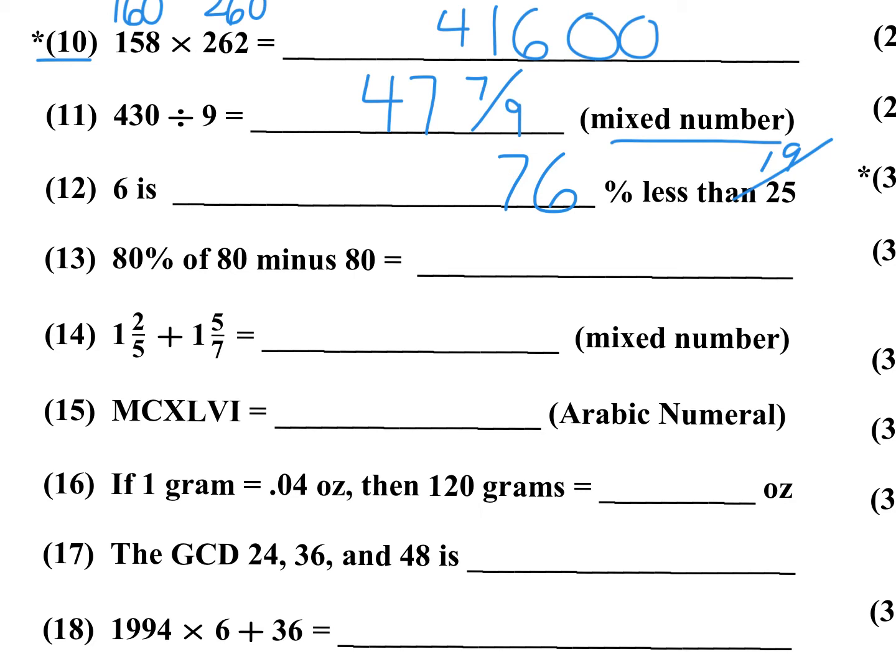Number 13, 80% of 80, that's 64. So 64 minus 80, that's a negative 16. So number 13 should be negative 16.